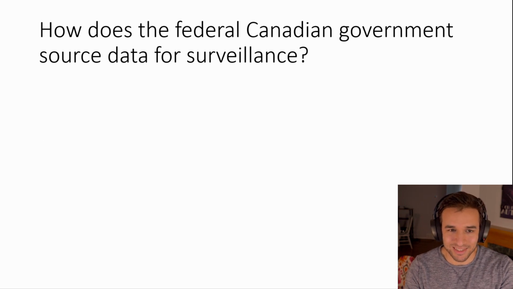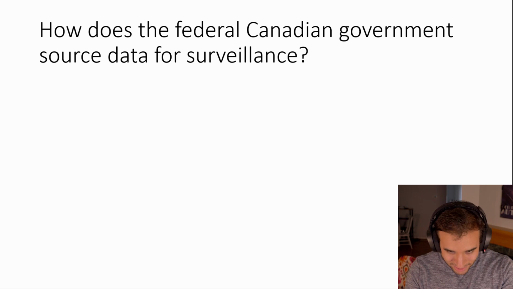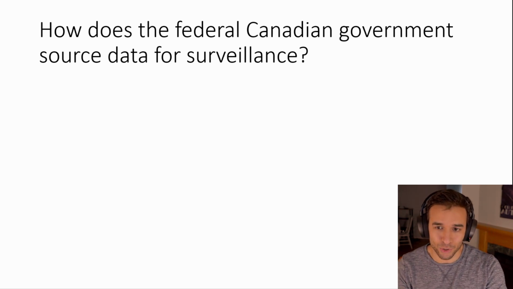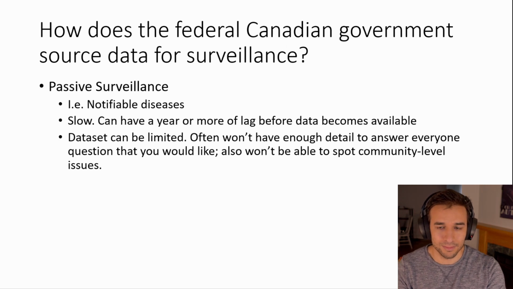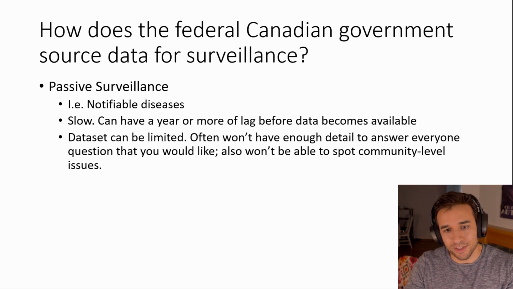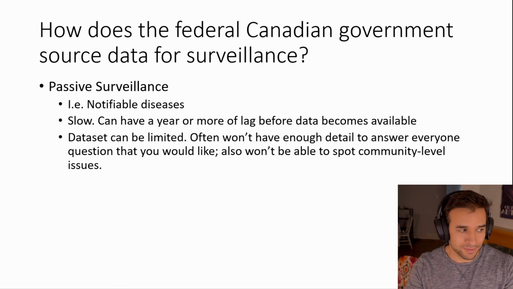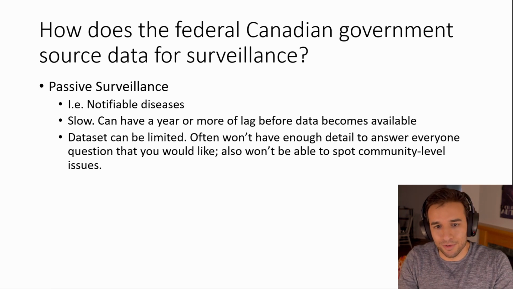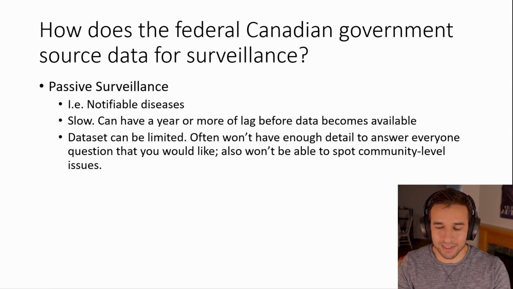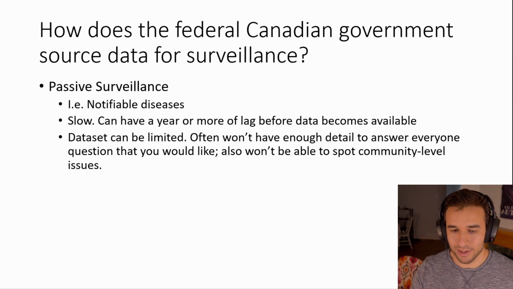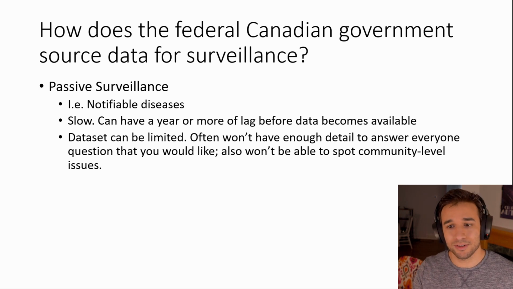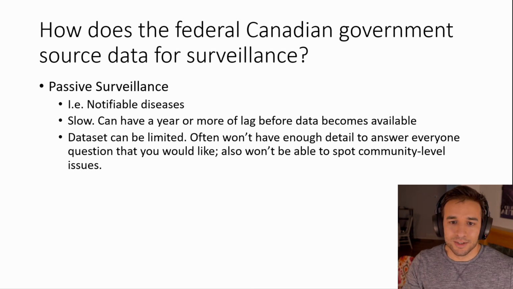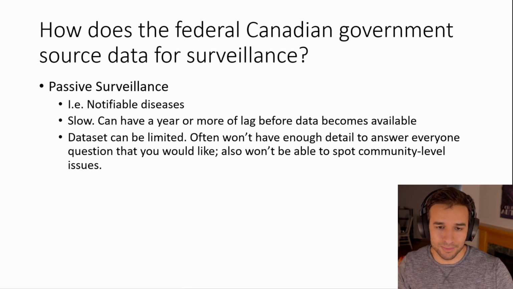All right, so let's get into the meat of this presentation. How does the Canadian federal government source data for surveillance? I typically see people divide surveillance into passive and active. Passive can be thought of as ongoing data collection from sources that would exist regardless of the activities of the surveillance people. For example, hospital data. Hospitals would be collecting records regardless of whether or not surveillance people in the federal government wanted them to.